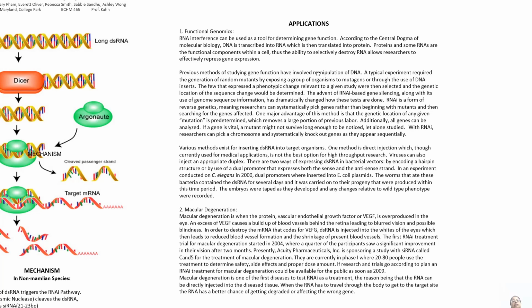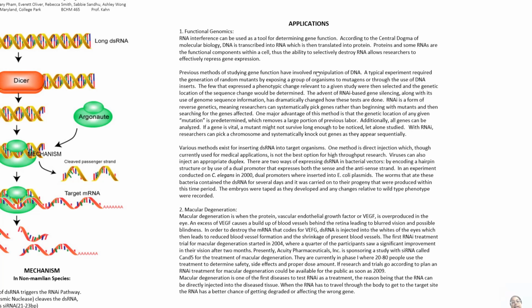Now, previous methods of studying gene function have involved manipulation of DNA. A typical experiment required the generation of random mutants by exposing a group of organisms to mutagens or through the use of DNA inserts. So the few that expressed a phenotypic change relevant to a given study were then selected and the genetic location of the sequence change would be determined.